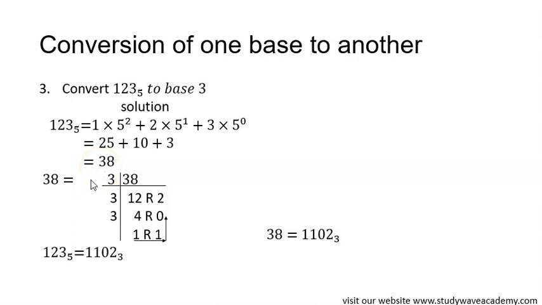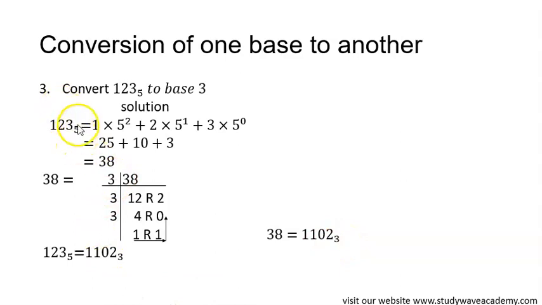Okay? So 38 divided by 3 is going to give you 12, remainder 2. And 12 divided by 3 is going to give you 4, remainder 0. And 4 divided by 3 is going to give you 1, remainder 1. Okay? So where do we take from? From here going up. We're only taking the remainders, right? So from here going up. So we have 1102 in base 3. So 38, which is in base 10, is equals to this in base 3, okay?